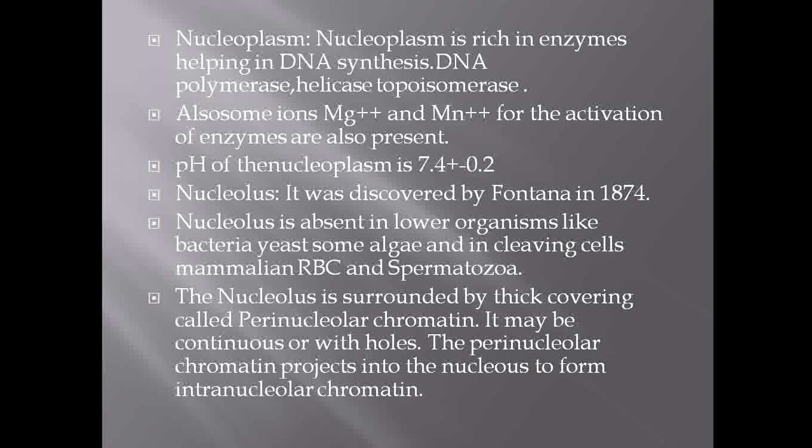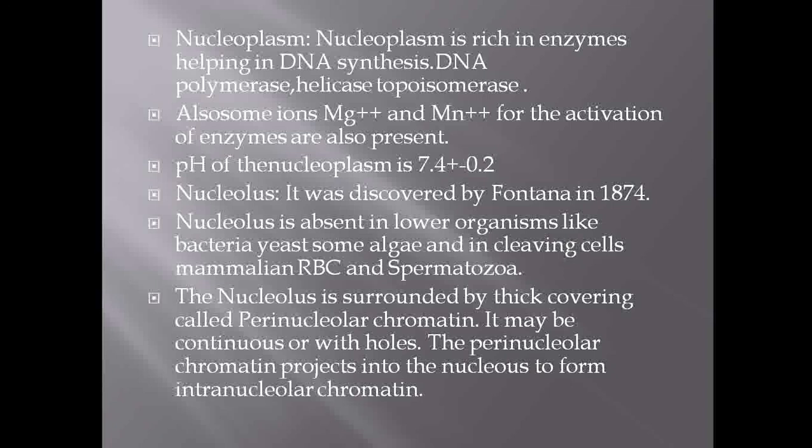The nucleolus is surrounded by a thick covering called perinucleolar chromatin. If you see the structure of nucleolus, you will find some membrane-like structure, but it is not a membrane. It is surrounded by a thick covering called perinucleolar chromatin. Okay, so note this point. It is not any type of plasma membrane or a structure like the nuclear membrane. It may be continuous or with holes. Sometimes it is continuous, sometimes it could have holes in it.